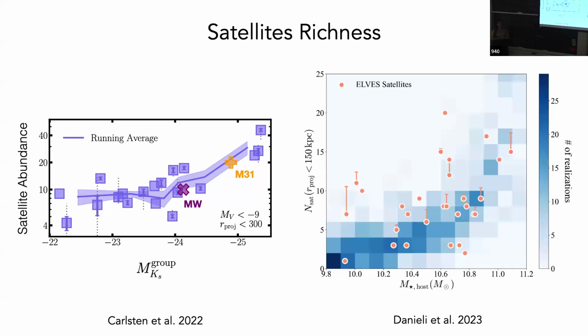And then we can also compare it to predictions from simulation, assuming cold dark matter. And so what we see here again, this is the richness, the number of satellites, as a function of the stellar mass of the host. And the blue shades here show the results from a simulation. And we see that this pretty big scatter is consistent with the predictions from the simulation.